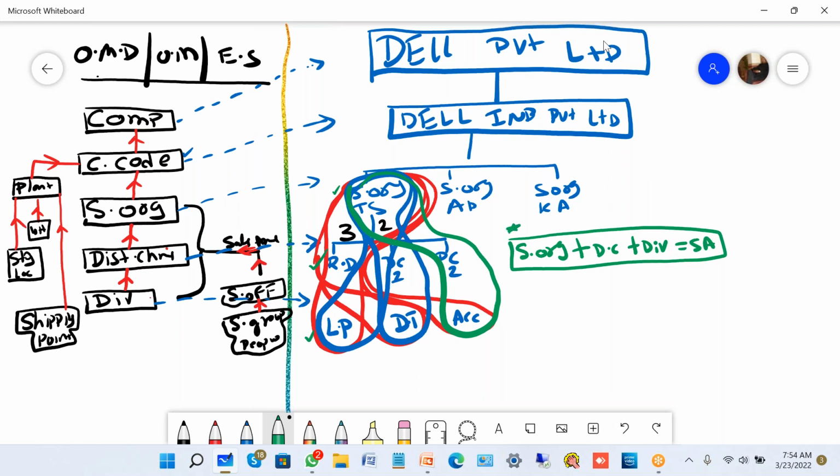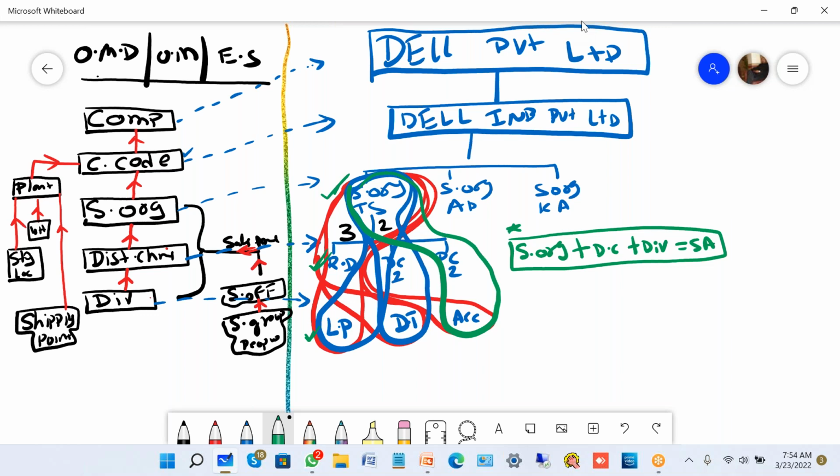Understand, please. If someone asks, tell me the definition of sales area, we can say the combination of sales organization plus distribution channel plus division is equal to sales area. What makes an identification of a sales area? A sales area is a combination of sales organization, geographical location, outlet, distribution channel, product line, the division. Got me?